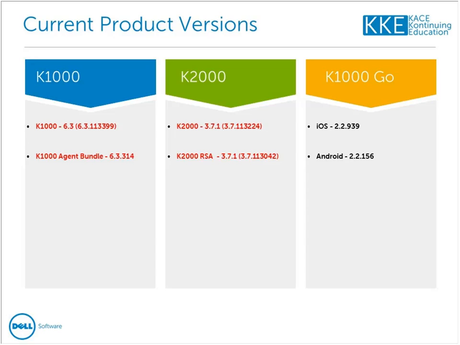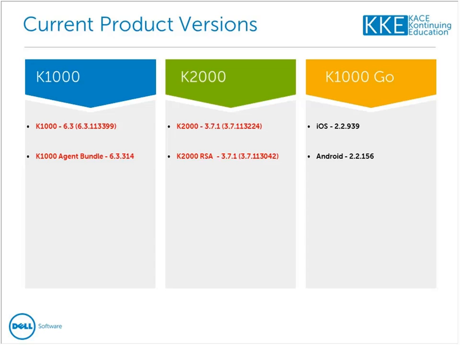And then we also have the K1000 agent bundle with an applied hotfix as well. We have the K2000, which we have 3.7 Service Pack 1, which did release not too long ago, but we also do have a hotfix on top of that, and that will be important. We'll be talking about that next week. We have an RSA version there as well.